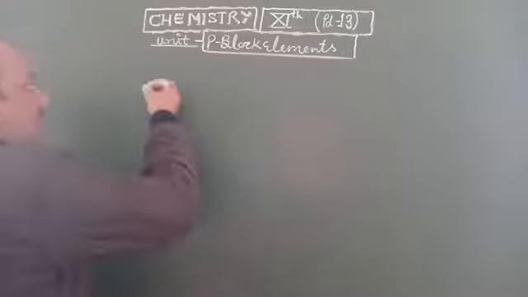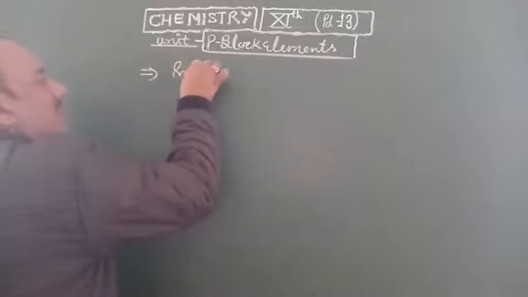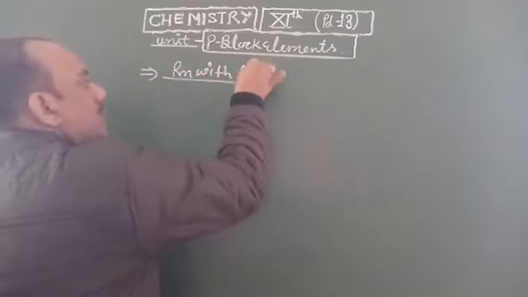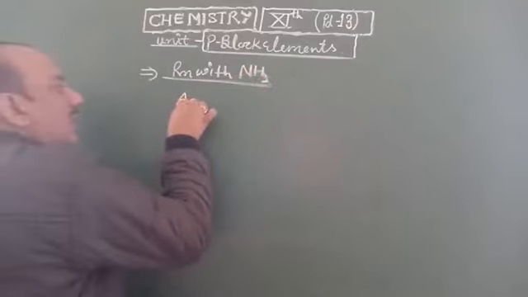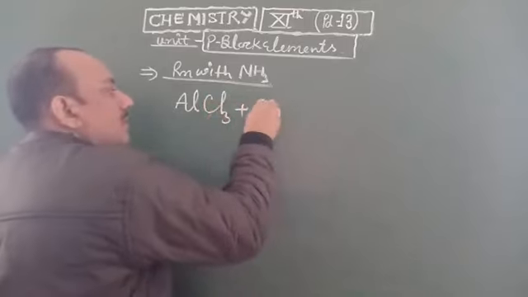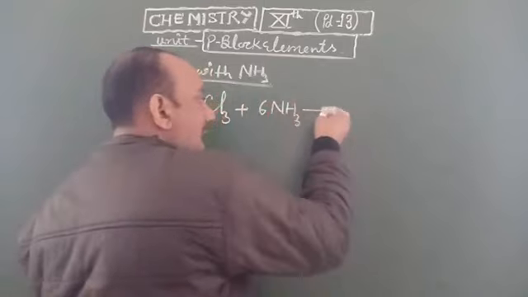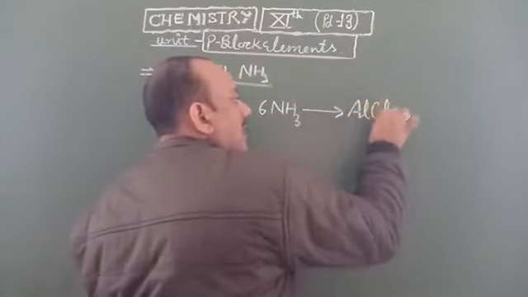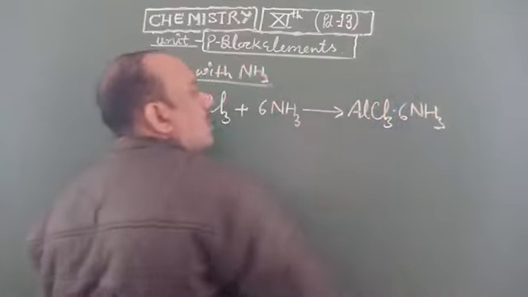The next reaction is an example of an addition reaction: reaction with ammonia, NH3. AlCl3 plus 6 molecules of ammonia react with one another to make an addition compound, AlCl3.6NH3.